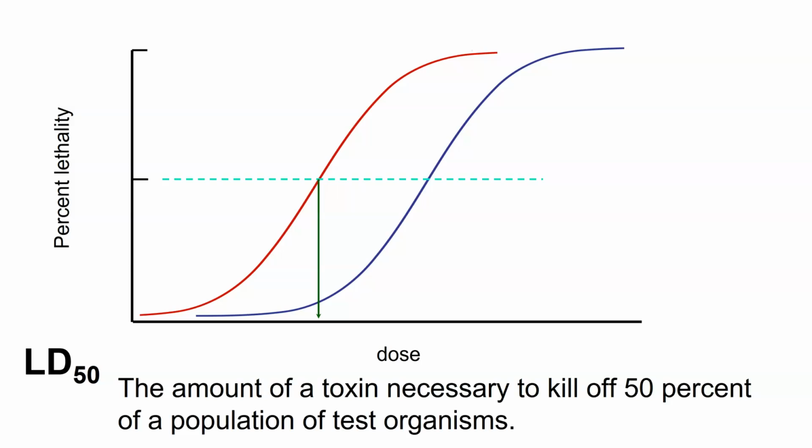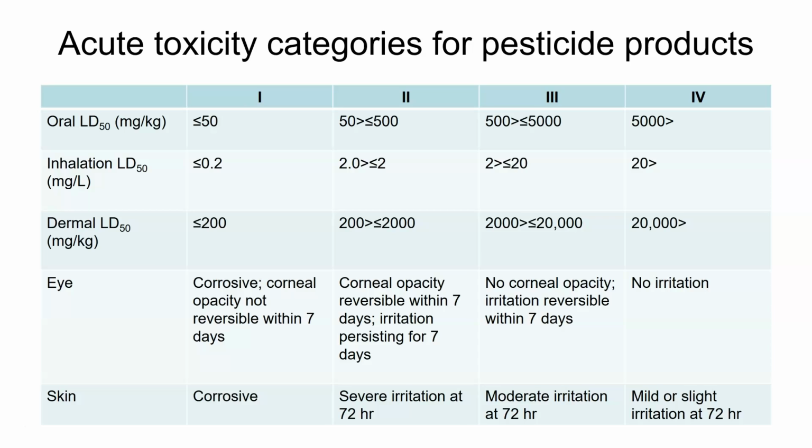If we have something that shifts the curve over a little bit, that gives you a higher dose, which means it is less toxic. When they look at pharmaceutical products, they do the same sort of thing. They're looking at an effective dose. That's the amount it takes to be able to control a certain material inside of your body. They look at the lethal dose, which is where does it kill things off? Out of that, we get this, which talks about acute toxicity categories for pesticide products.